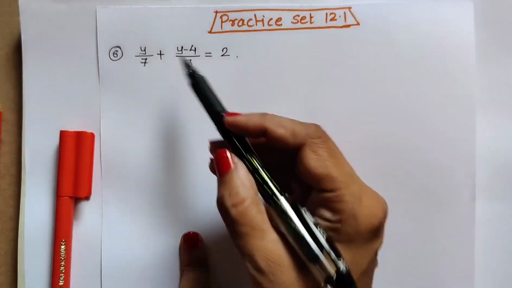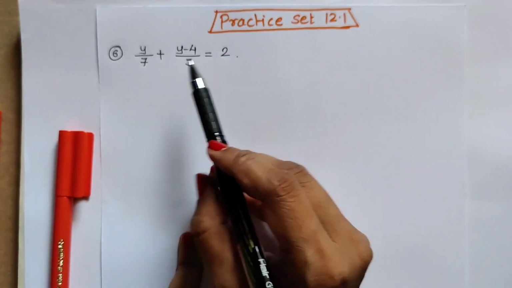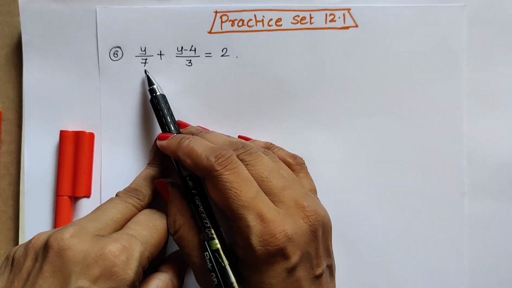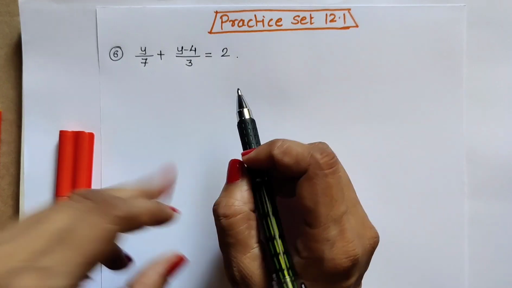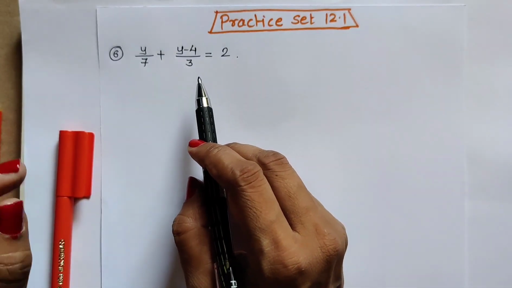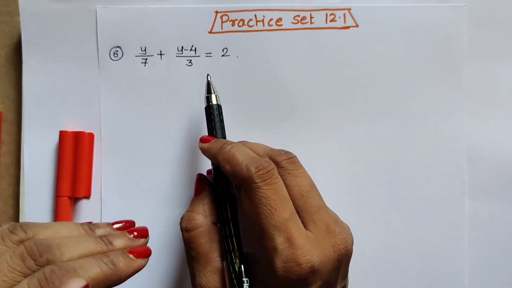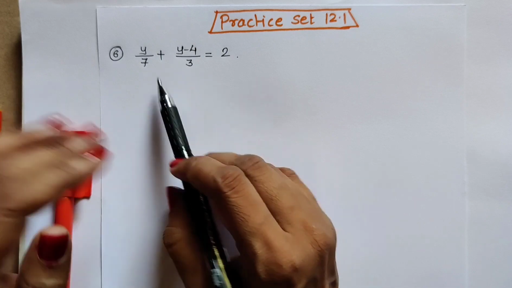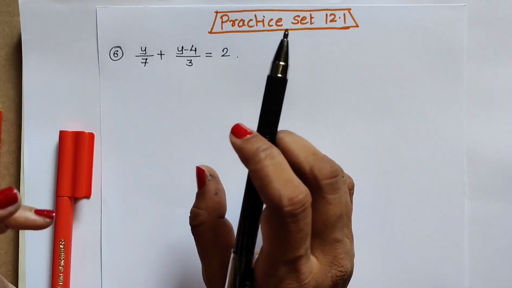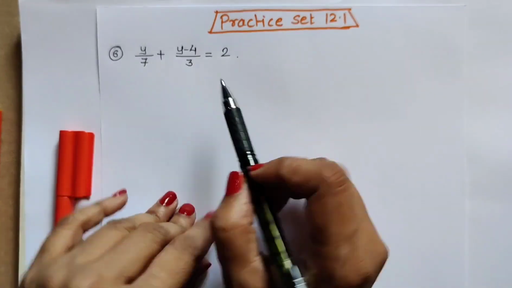Sum number 6. y upon 7 plus y minus 4 upon 3 is the left hand side and right hand side constant number 2 is there. Now as we all can see, there is numerator denominator form, fraction is there. So when both the terms are having fraction, we can solve the left hand side first. Solve the left hand side first and afterwards we will solve the equation. Make the equation very simple and then we can solve the equation to get the value of variable.